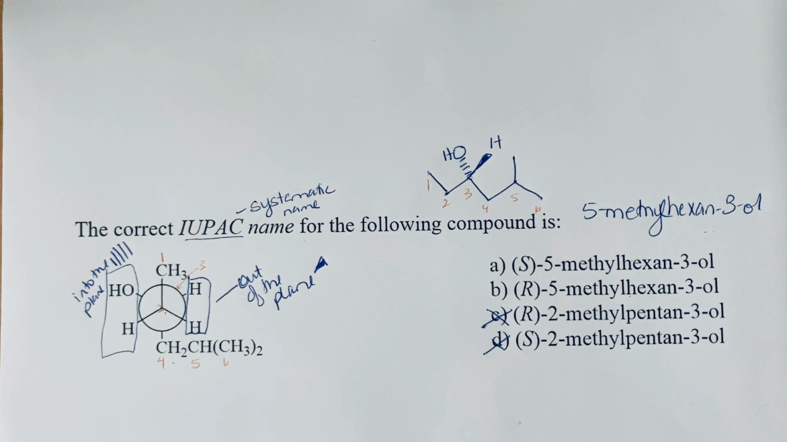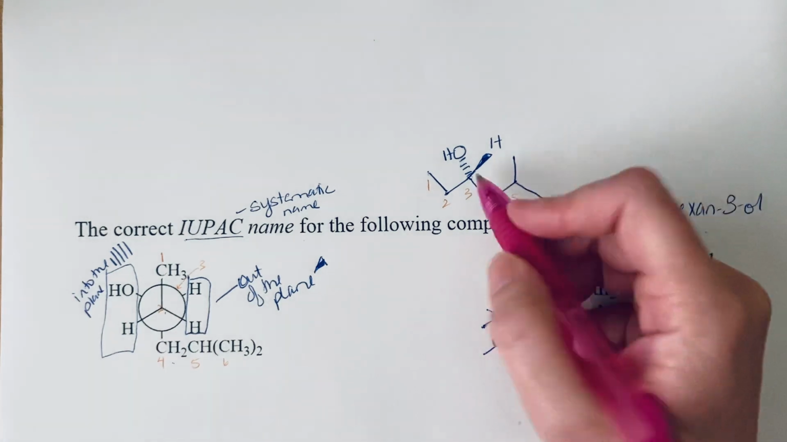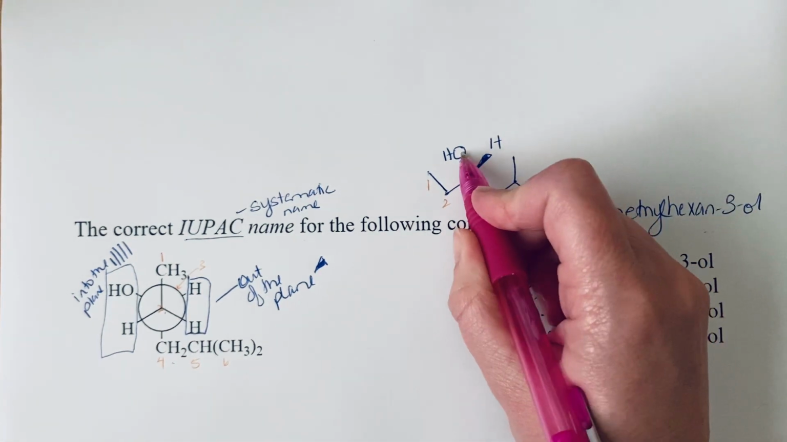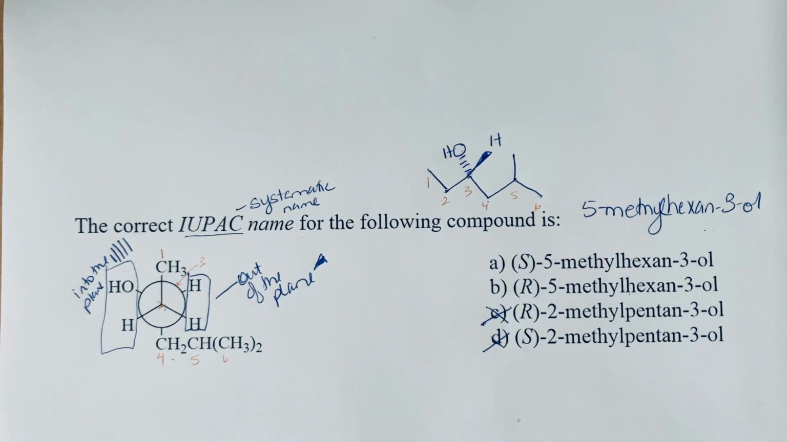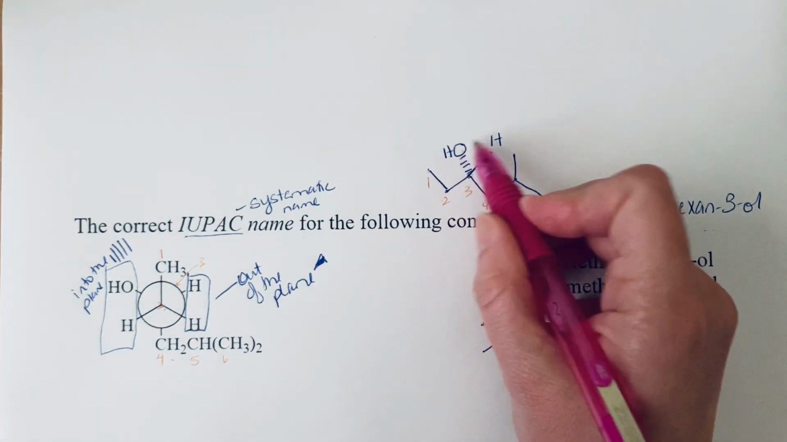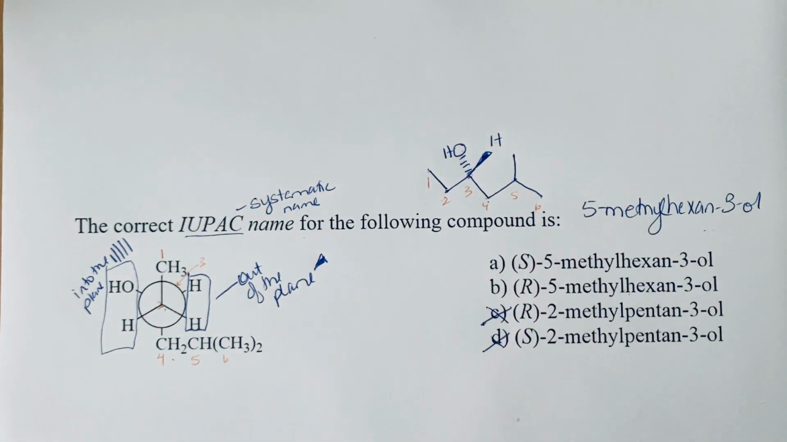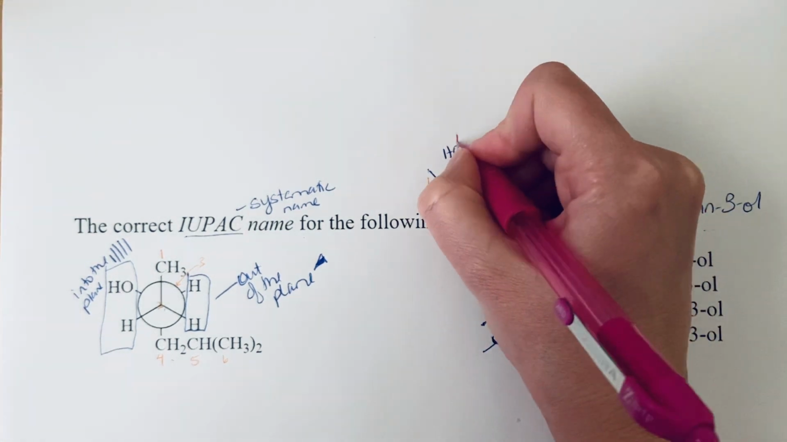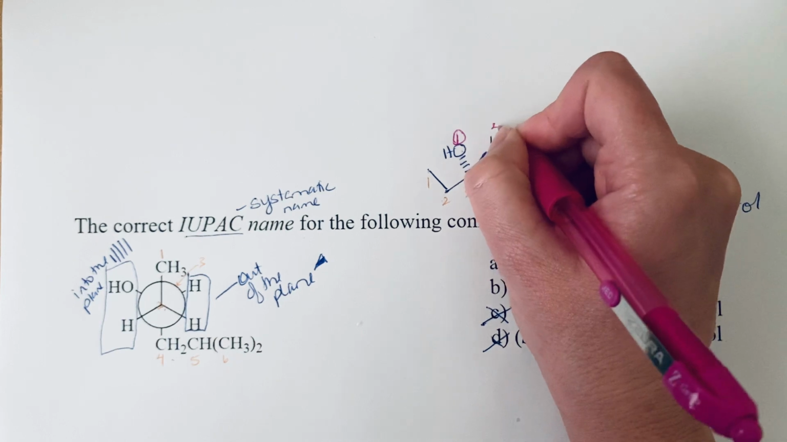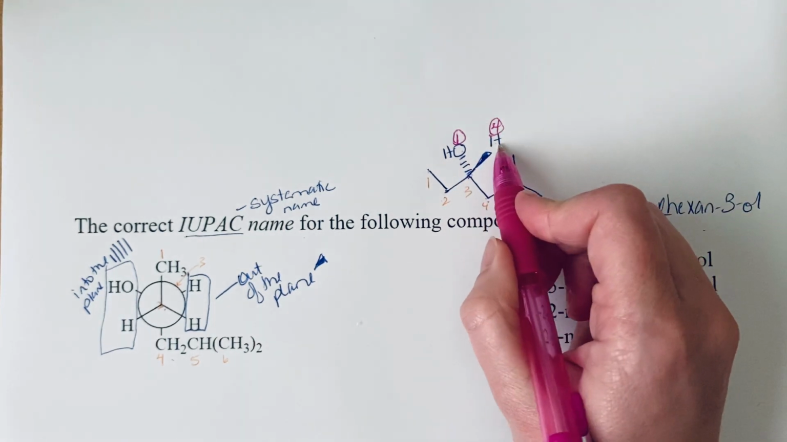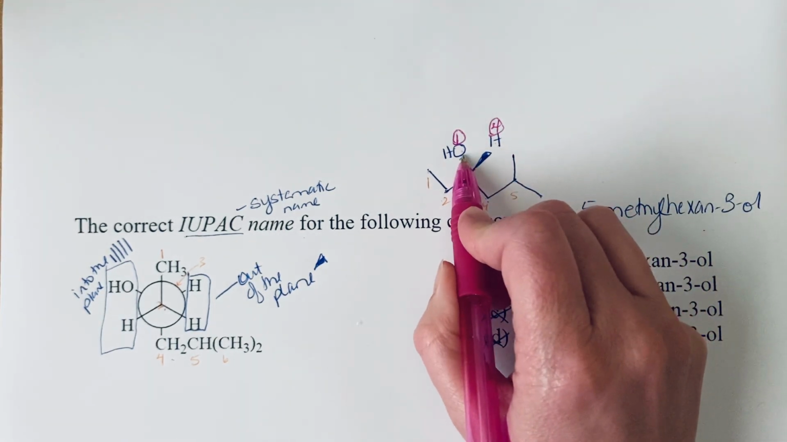All right. And so the next thing we want to do is decide if it's R or S. And so we want to assign priorities to these groups that are attached to the chiral carbon. You consider each atom and give priority to the one with the highest atomic number. So you have an oxygen, a hydrogen, a carbon, and a carbon. That oxygen is the highest priority, and hydrogen is the lowest, right?